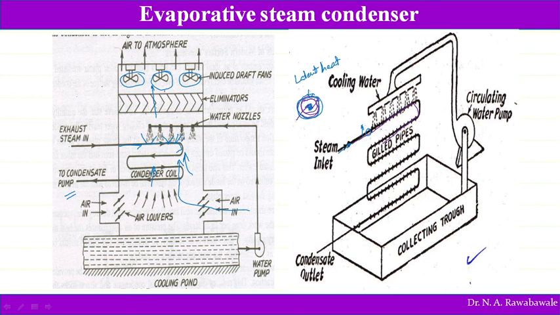If it contains some water particles, those have to be removed, so eliminators are provided. The eliminators remove the water particles present in the air moving in the upward direction, and the collected water is passed again into the sump at the bottom. The louvers are provided in order to control the air flow rate. If we want more air, then this passage can be increased. These are hinged at this point, so they can be rotated and the opening can be increased. So this is the evaporative steam condenser.